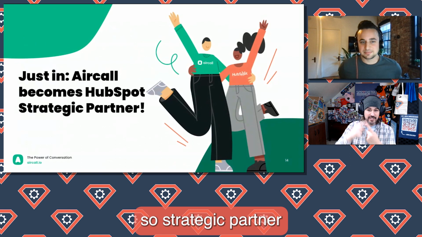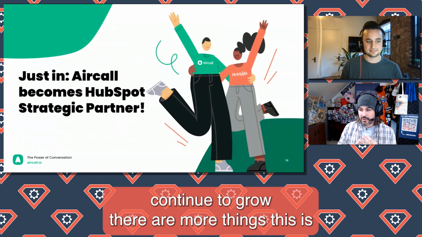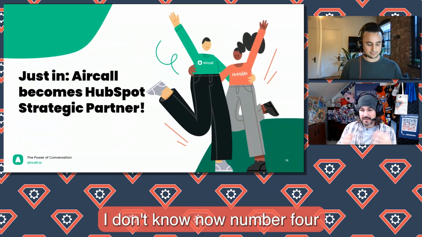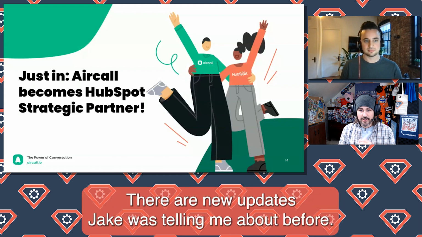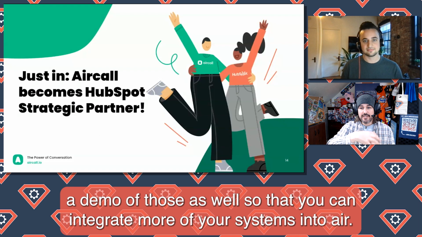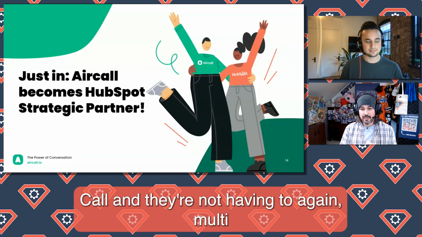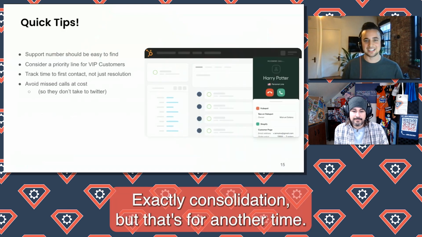So strategic partner, integrated number one, continue to grow. There are more things. This is, I don't know now, number four. In 2023, Jake, those of you listening, look out. There are new updates Jake was telling me about before. We can't talk about them now. But once they come out, we'll be doing a demo of those as well, so that you can integrate more of your systems into Aircall, and you're not having to do multi-integration. You can now just use Aircall. Exactly. Consolidation, but that's for another time.